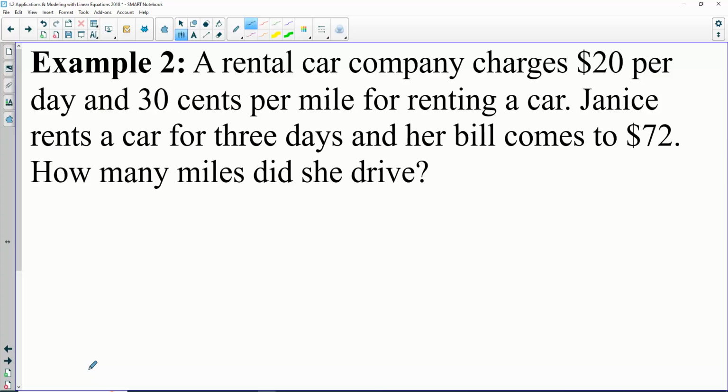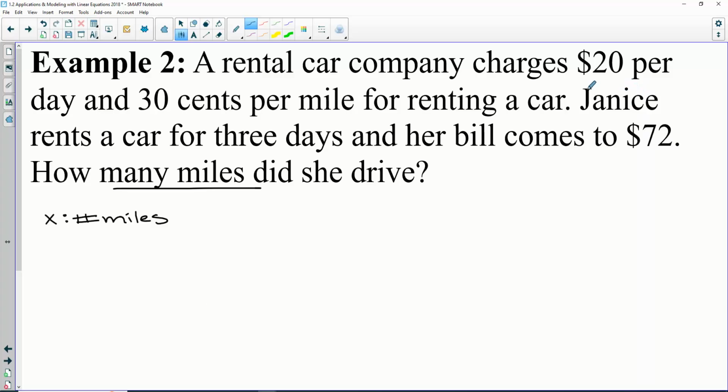What is my unknown? What am I trying to find? How many miles? So that's going to be my variable. You can call it x, m, whatever you like. Since I don't have a picture, I'm just going to say x is the number of miles. So I've just defined my variable. 1 point. Second thing, is there anything else I don't know? No. So I don't even need to worry about step 2. There's no other unknowns. We're ready to just write an equation.